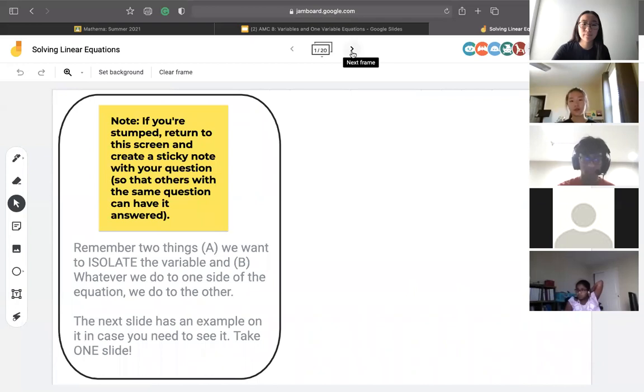If you are stumped on any of these questions, you can come to this screen and create a sticky note. If you look at your little toolbar on the left, you can see a sticky note, and you just click that.